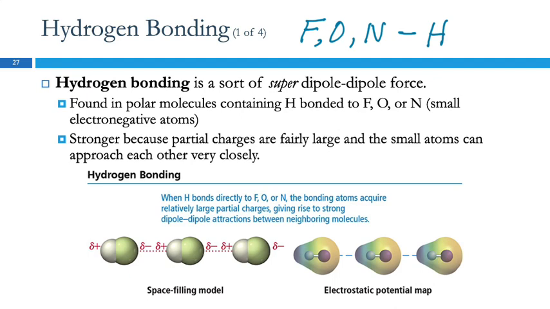So for hydrogen bonding, we need one of these guys bonded to hydrogen. Here we're looking at an HF molecule, and here's the fluorine. It's very electronegative. Hydrogen is not very electronegative, and so the dipoles in these molecules are extra strong. And this guy is also small relative to some of the other elements, and so these guys can get closer together.